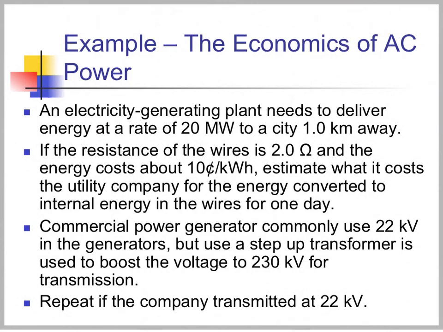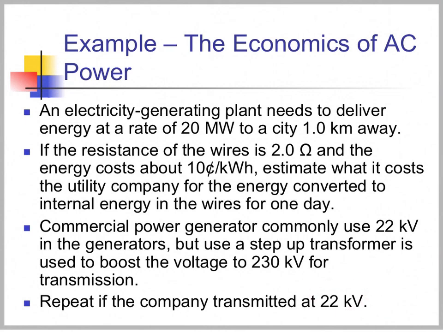Commercial power plant generators commonly use 22 kilovolts in their generators, but they boost that voltage up using a step-up transformer to 230 kilovolts for transmission. So we're going to do it at 230 kilovolts, and then let's repeat and see what it gets if we just did it at 22 kilovolts, if they didn't step up the voltage.